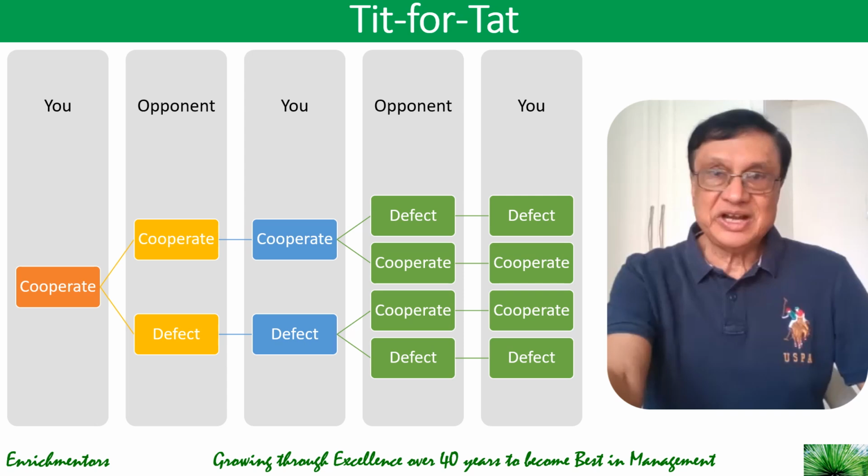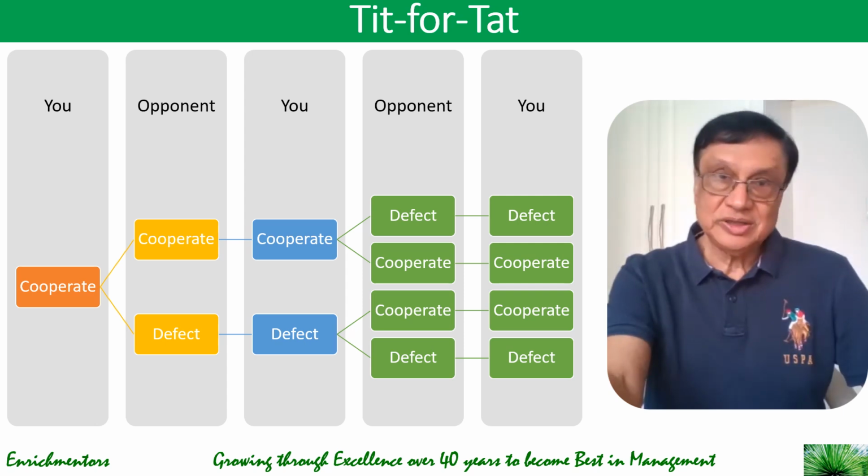The second one is a tit for tat strategy in which again you start by cooperating, and if your opponent cooperates, you cooperate because tit for tat. You will copy your opponent's move. If he or she defects, you will defect. Now in the next round, if he or she defects, you will defect. If he cooperates, you will cooperate, right? So you're copying.